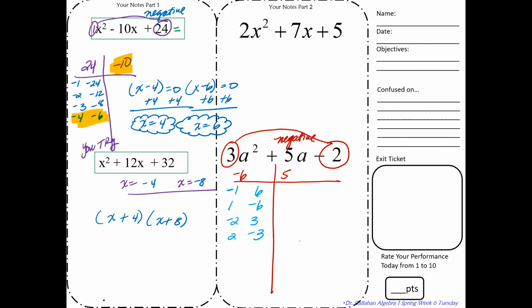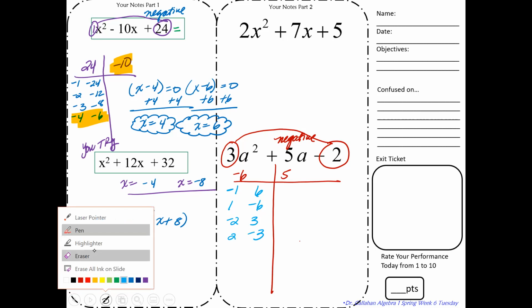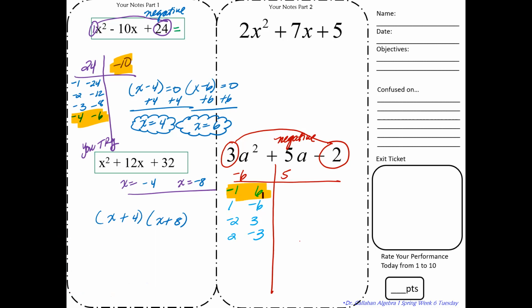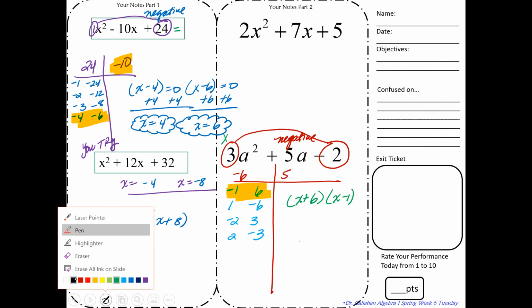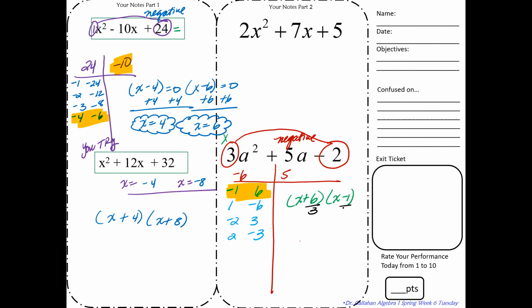Which one of those will give you a positive 5? You guessed it: x minus 6, x plus 6. So then you know that your temporary answer is x minus 6 or plus 6 and x minus 1. But then remember how you multiplied by the 3 in the beginning? You now have to do the opposite of that. So the opposite of times 3 is divided by 3.